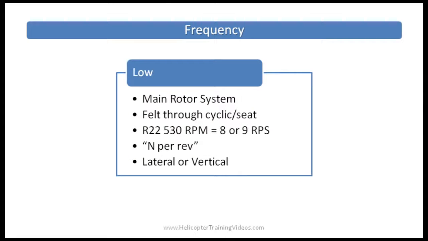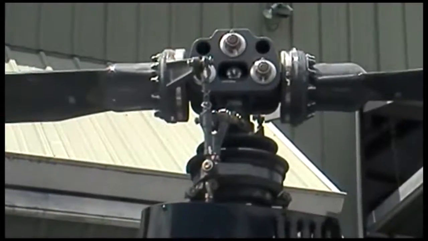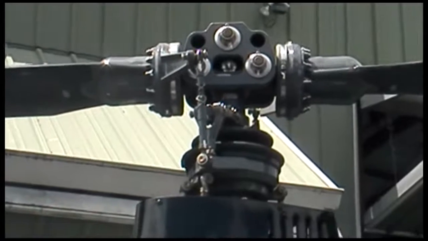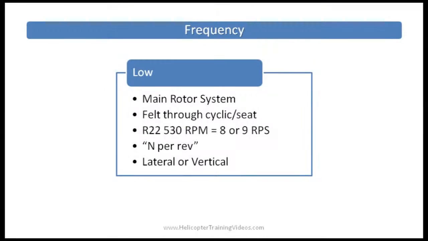Low frequency vibrations. Usually the main rotor system has the slowest RPM of all rotating parts and so has the slow or low vibration associated with it. This would be felt through the cyclic, maybe the seat. The R-22 main rotor is about 530 revolutions per minute, which is about 8 to 9 revolutions per second. Low frequency vibrations are often expressed in N per rev, where N equals the number of blades. For example, pilots of two-bladed helicopters like the R-22 are used to feeling a normal 2 per rev low vibration of the main rotor system.